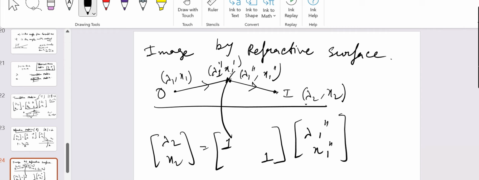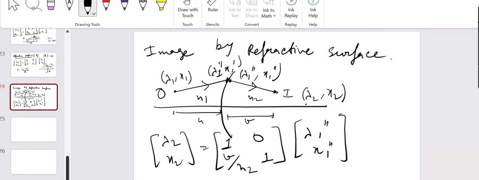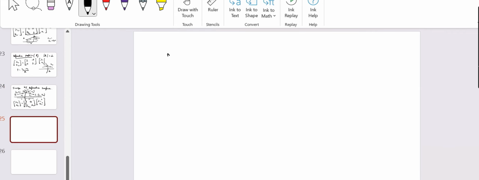So we will write a translation matrix, and that is 1 1 0, and obviously we are assuming this distance is u and this distance is v. So the distance is v divided by n. For the sake of simplicity or the general purpose, this is n1 and this is n2. Now we don't know what lambda 1 dash dash and x1 dash dash are. Now we need to find that.